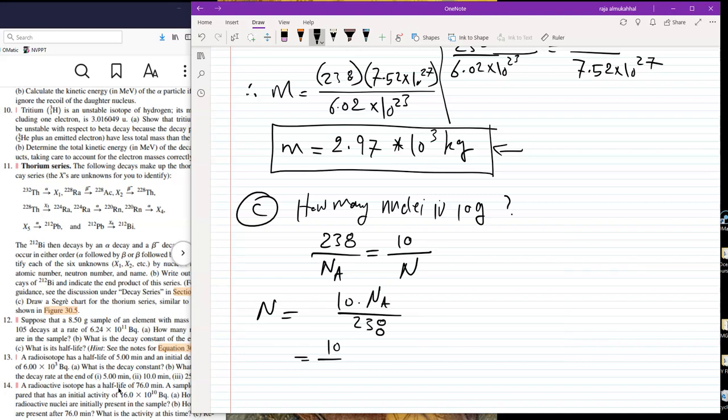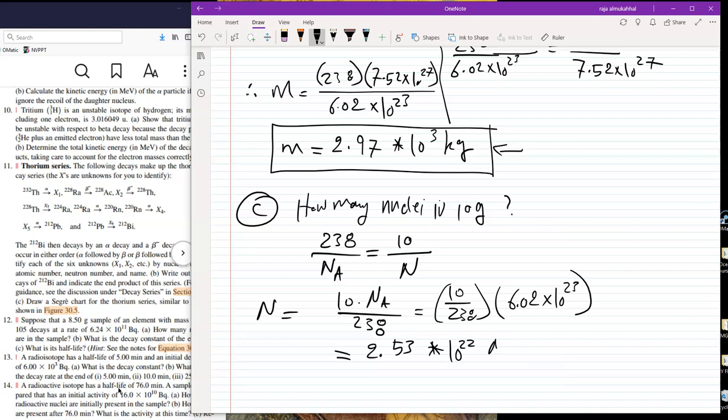Let me just calculate it. That's going to be 10 over 238 times Avogadro's number, 6.02 times 10 to the 23rd. And when I calculate that, I will get 2.53 times 10 to the 22nd nuclei, okay?